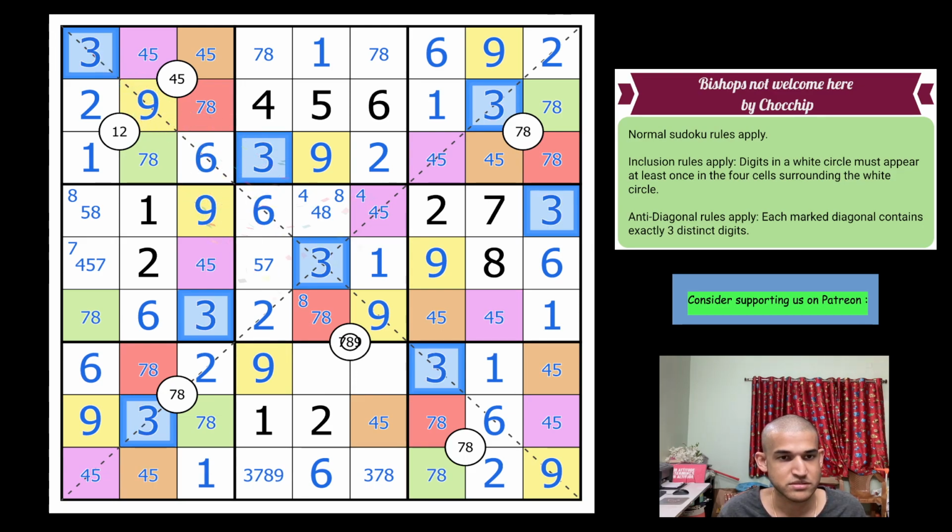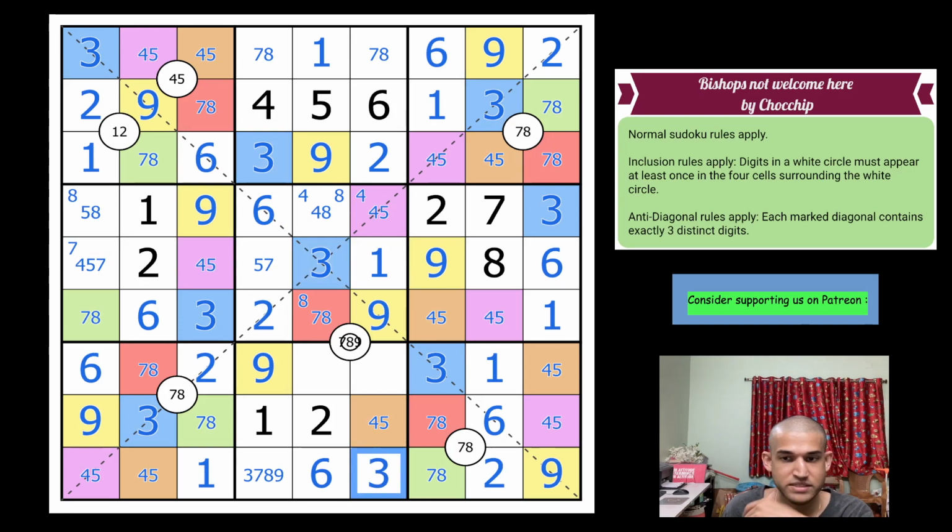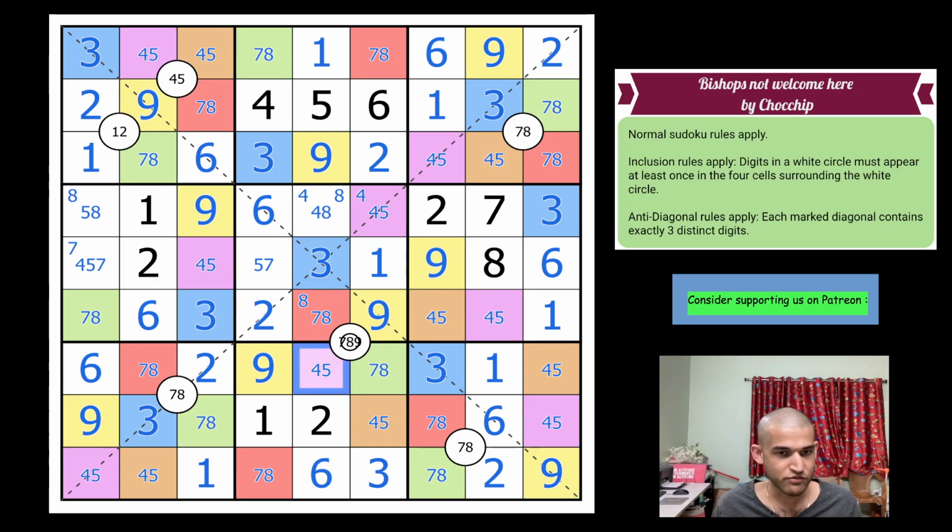Okay. 3 goes here now. That's a 7, 8, and that becomes a red 7, 8. This becomes green, so we are tying up everything now. So that's a red. Okay, that's a green. And that's finally 4, 5, which has to be pink. You have a 5 here, so pinks are all 4s.